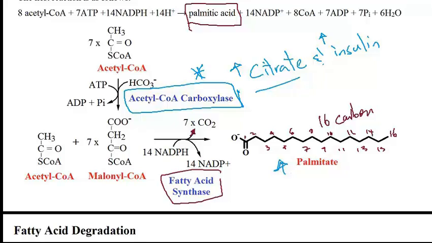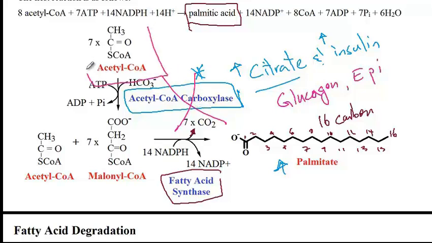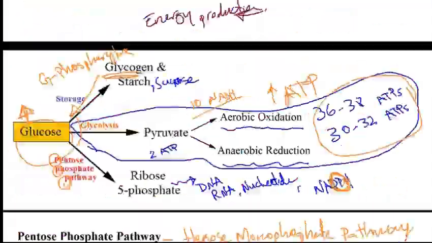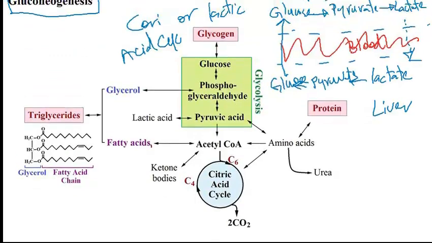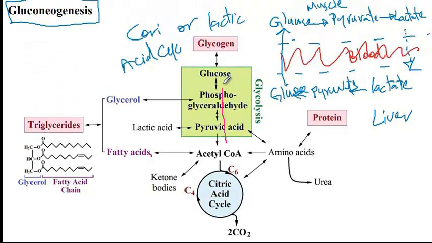On the other hand, if we have other molecules, like for instance glucagon and epinephrine, whose function is to increase the blood glucose, they would inhibit the activity of acetyl coenzyme A carboxylase because they don't want to store the valuable resources into fatty acids. They'd rather push the mechanism through gluconeogenesis in order to produce more glucose. So these hormones will inhibit fatty acid production.